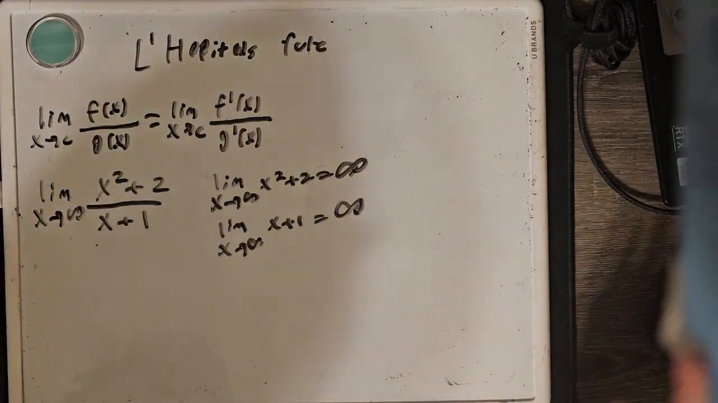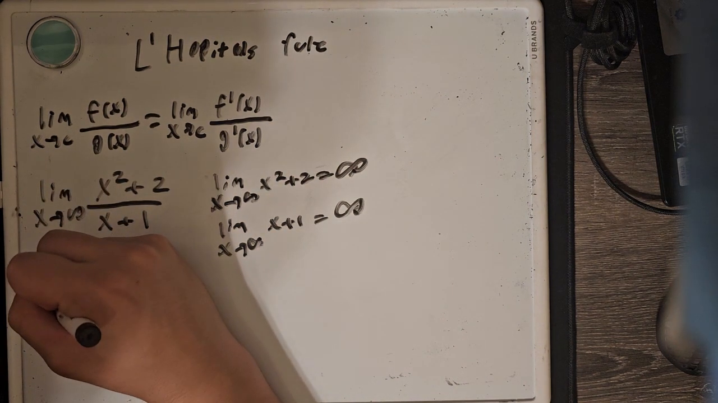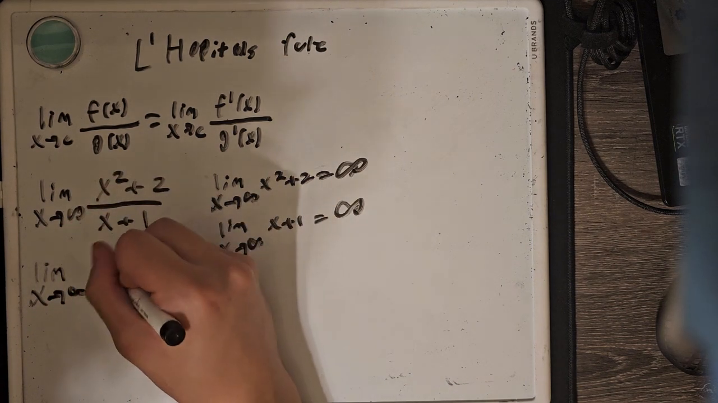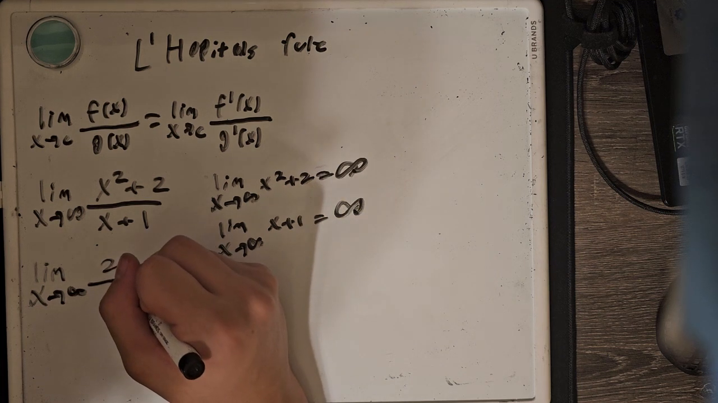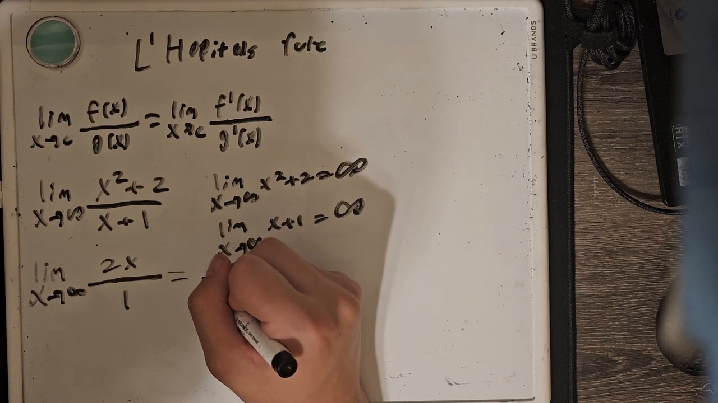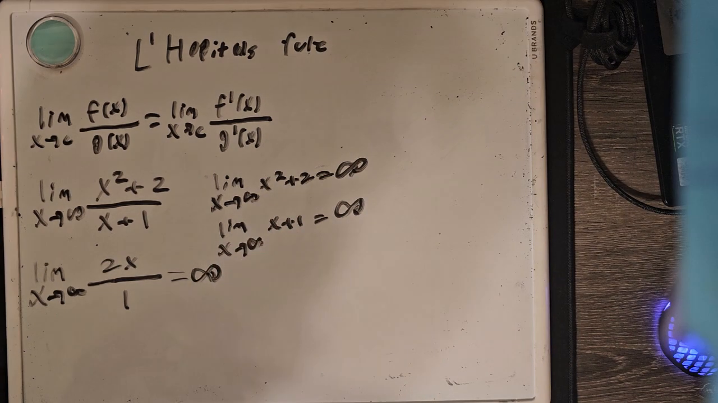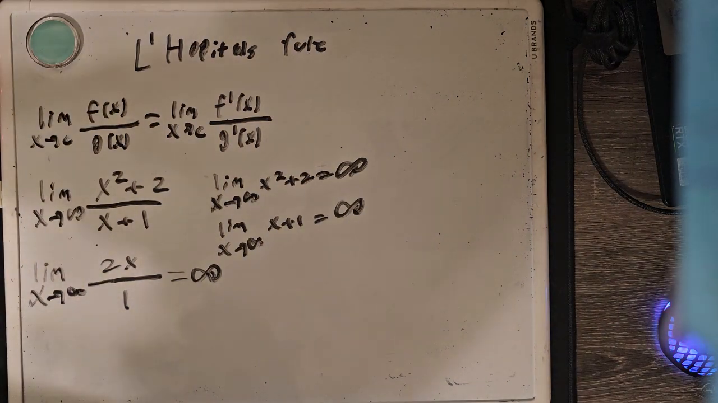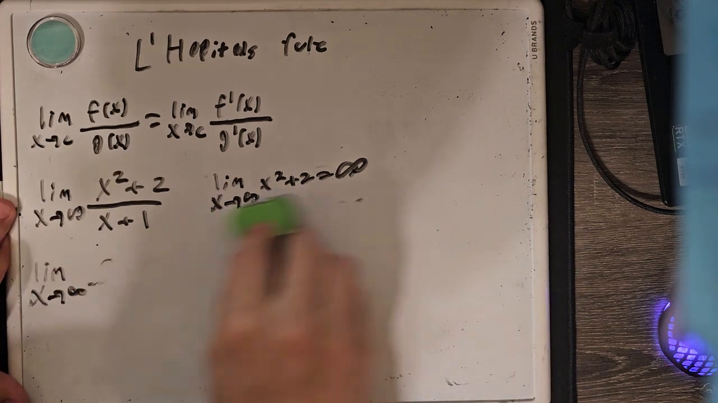Now, but using L'Hospital's rule, for infinity over infinity, we can find the derivative, which is 2x over 1. Now, if we plug that in, that means it will just approach infinity. And that's how we can use L'Hospital's rule to compute a limit that we couldn't compute through direct substitution.